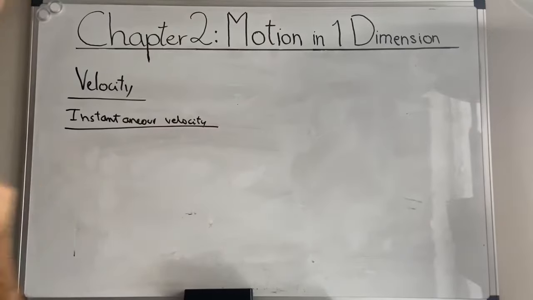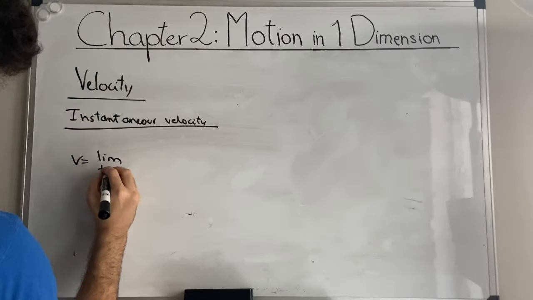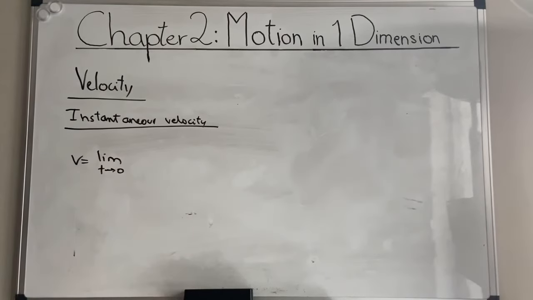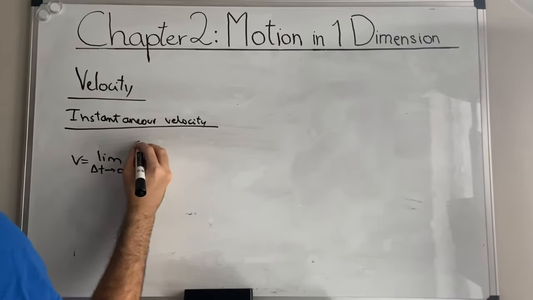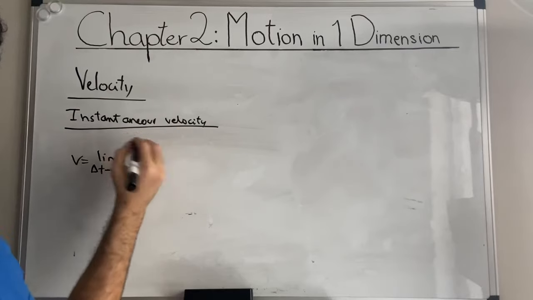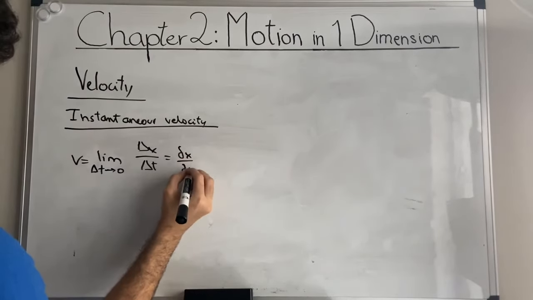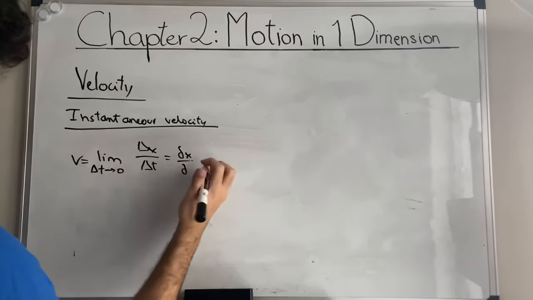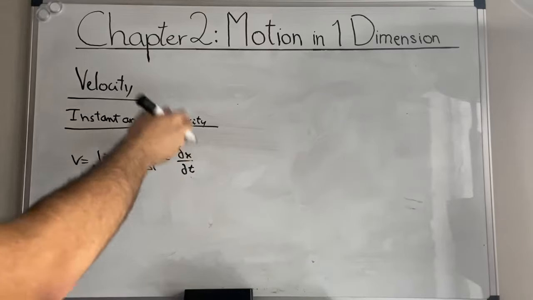There are a number of ways that we can write this. And we're going to start using calculus here. It's the limit as delta t approaches 0 of delta x over delta t. So this part of the equation is the same as for the average velocity. However, because we take the limit, we are dealing with a derivative.